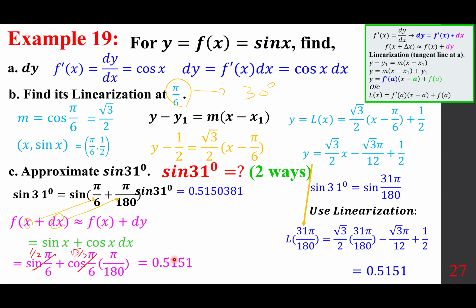If you calculate sine of 31 degrees from a calculator, just put sine of 31 degrees, it gives you 0.515038. See, within 3 decimals they're identical. So it's very close.